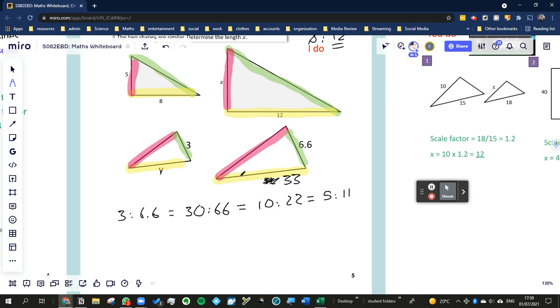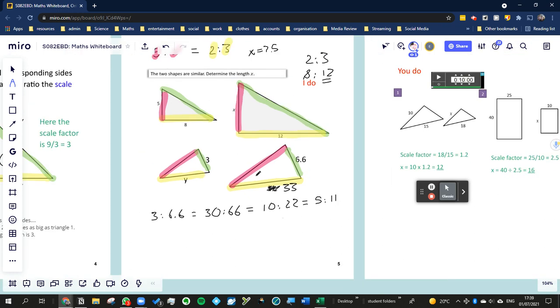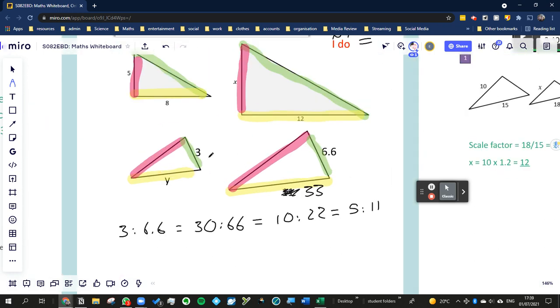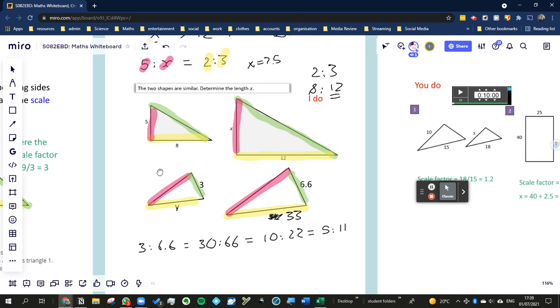Yeah. What? Hang on a second. 15. Yeah, because it's 5 to 11, so it's basically 15. Yeah. Okay, so that's basically scale factors, and let's actually identify the scale factors in each of these cases.